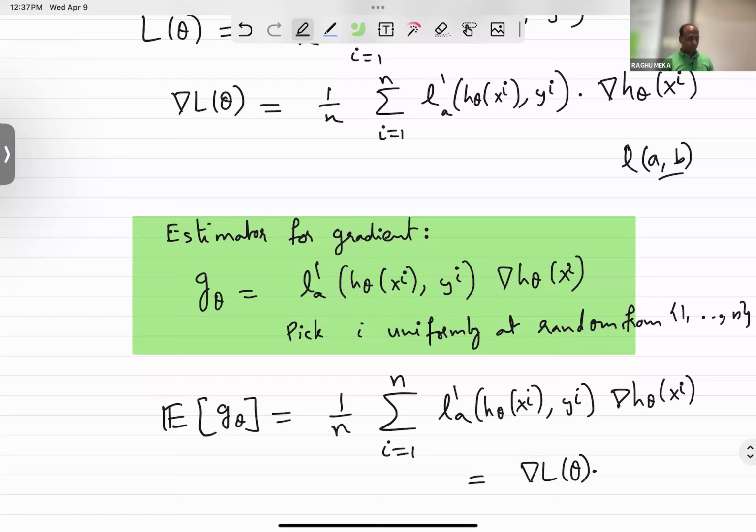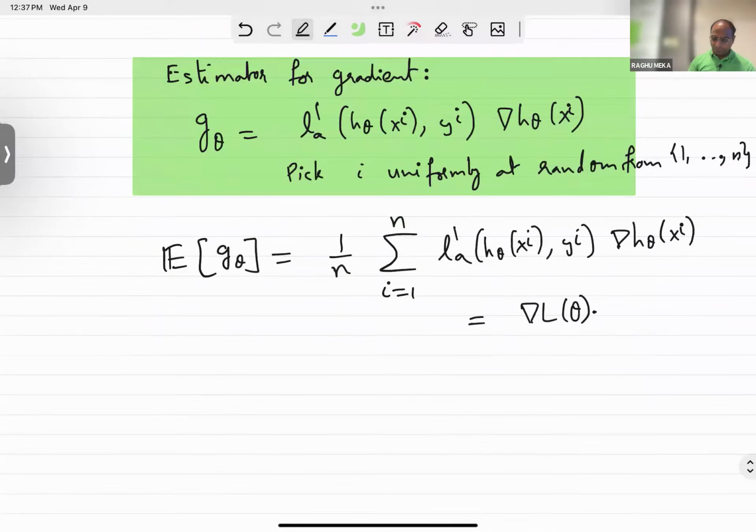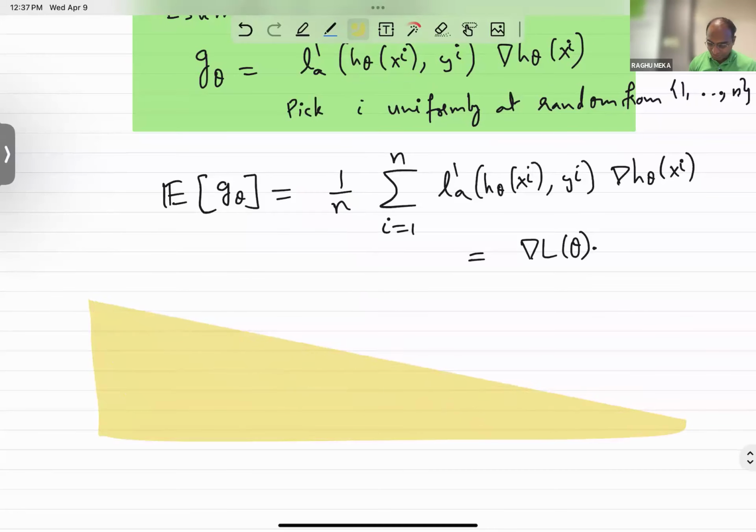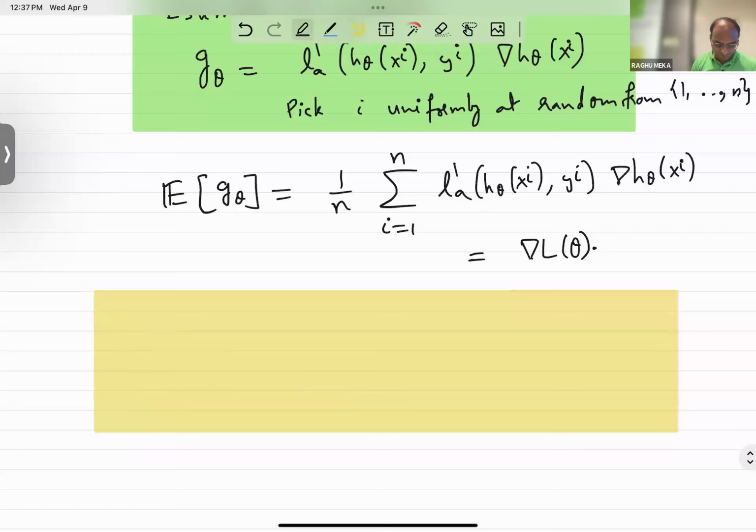All right. And there's also a generalization of this, which gets used a lot, which is called the mini batch estimator.